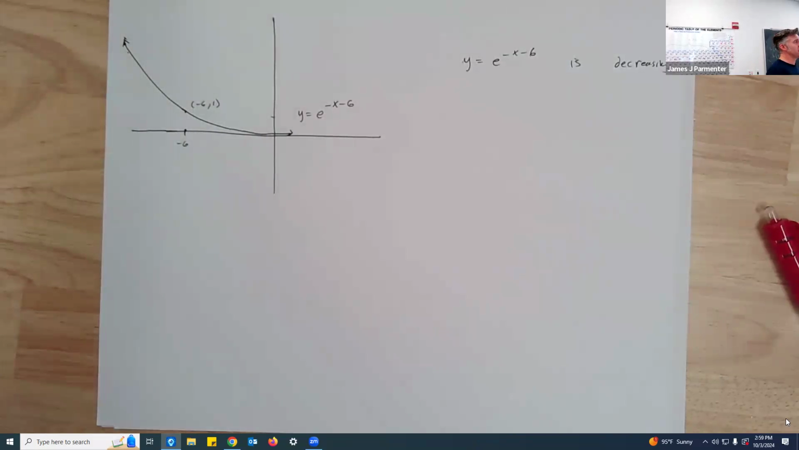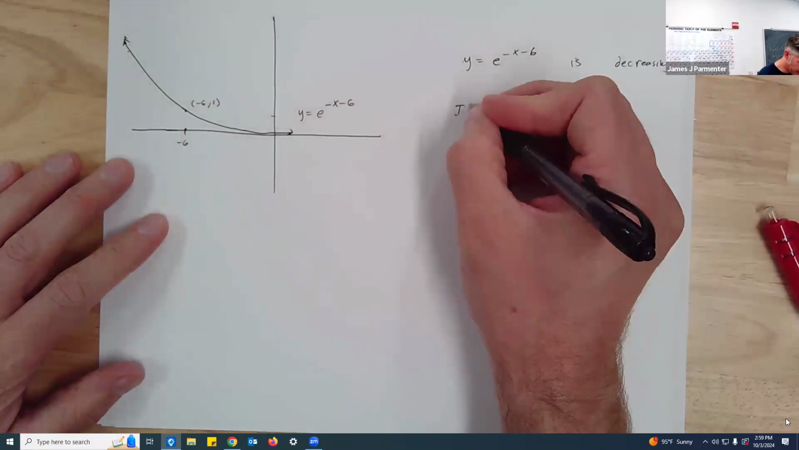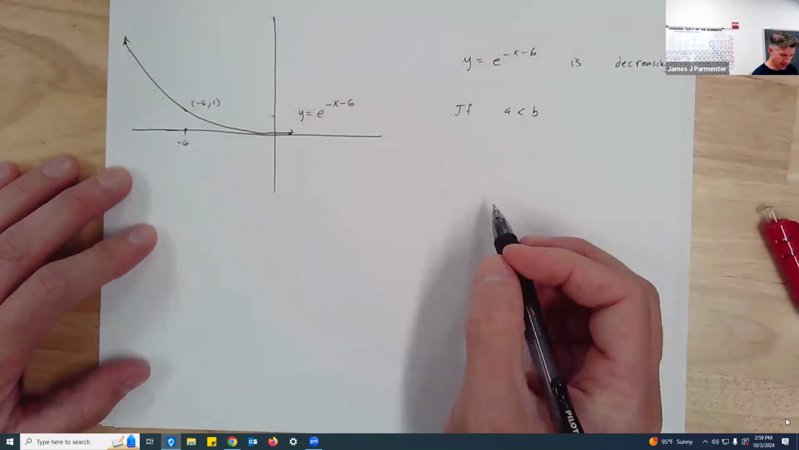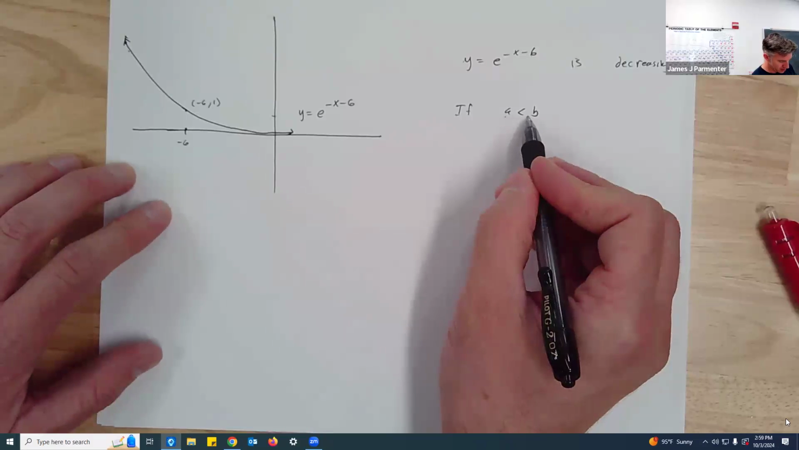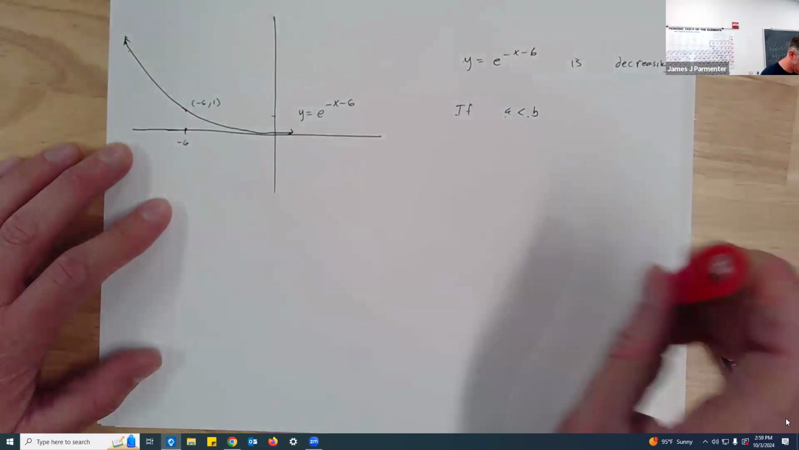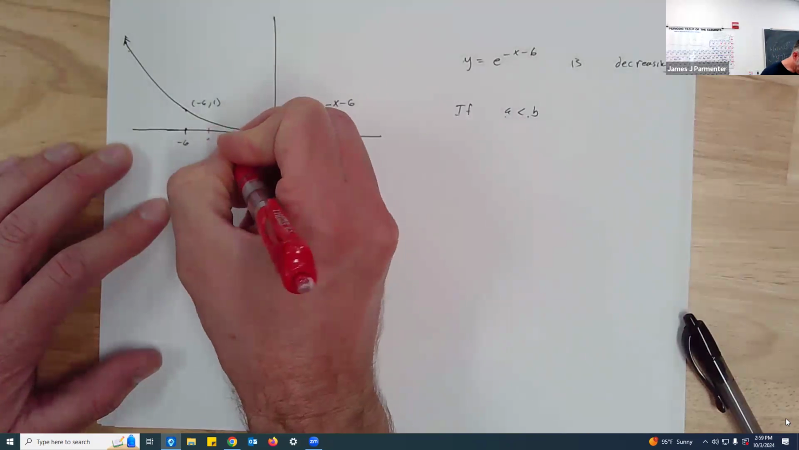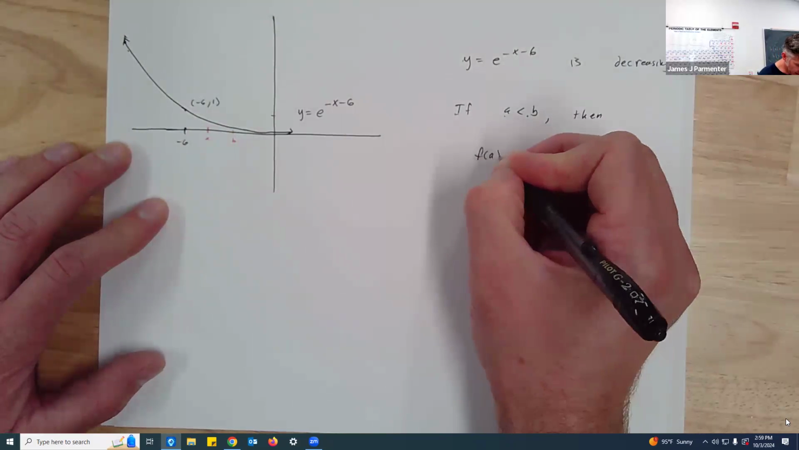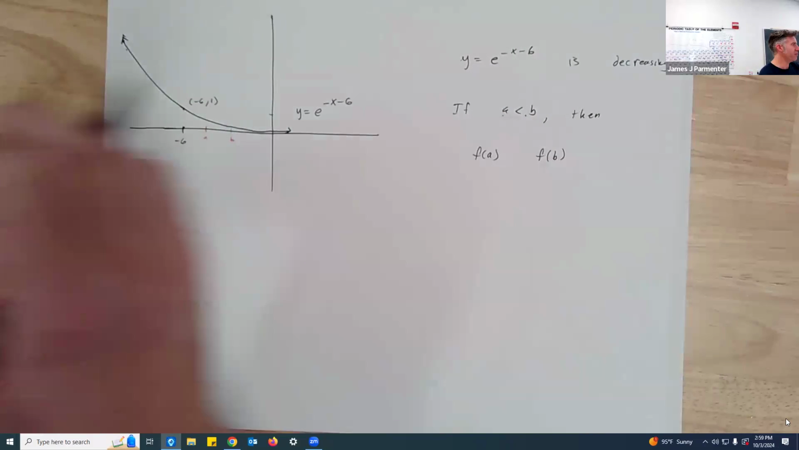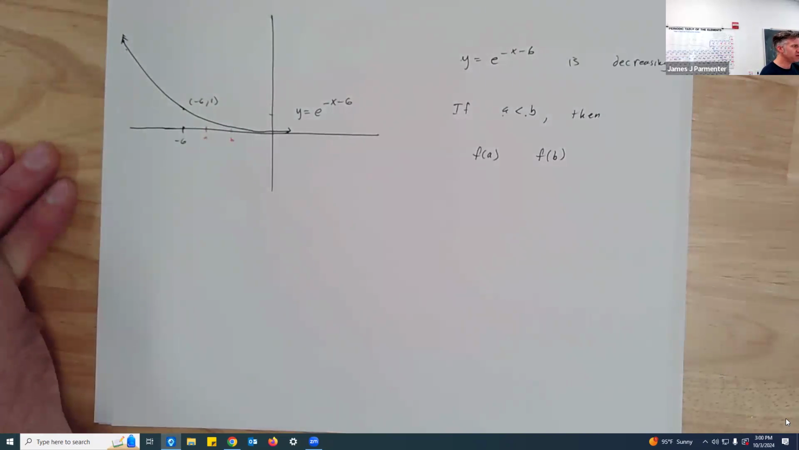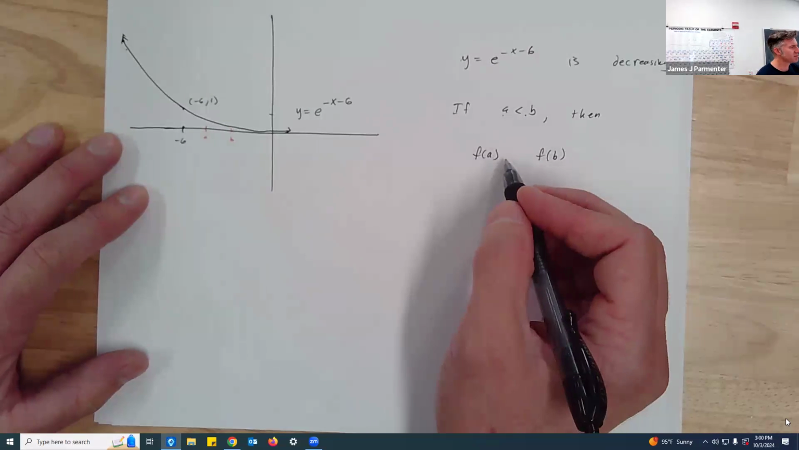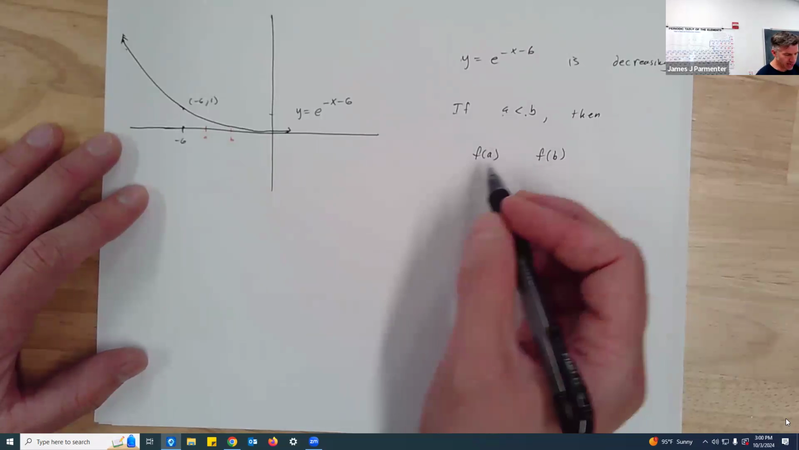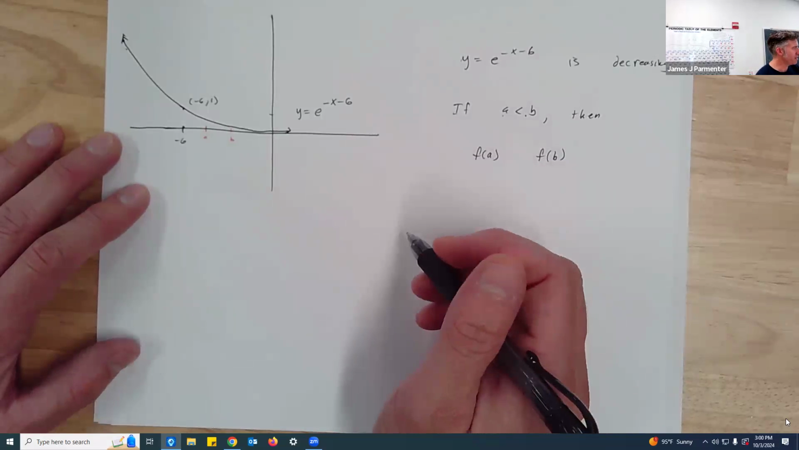And the way you would say this in a more definitive way is that if A is less than B, where A is the left point and B is the right point, and I would just literally draw them in there, then we should have that f of A is what compared to f of B? Bigger than f of B or less than f of B? Less than? Which one should the alligator eat? The f of A or the f of B?